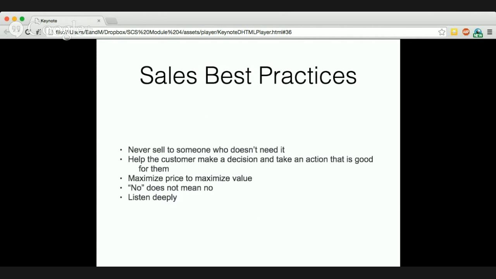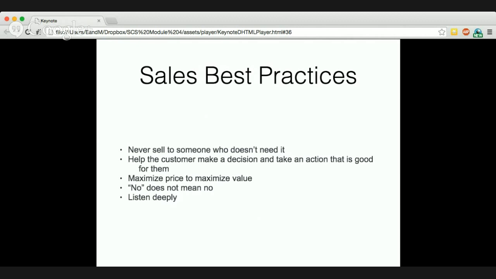So first of all, don't take no personally. It's not a personal rejection. It's more your product or service doesn't match my needs right now, or I'm not excited enough to take the step. Listen deeply, listen with empathy.